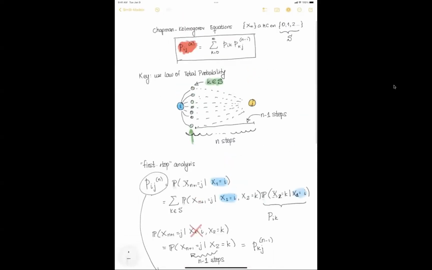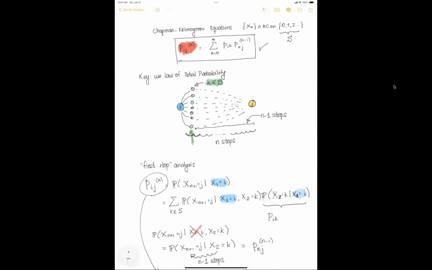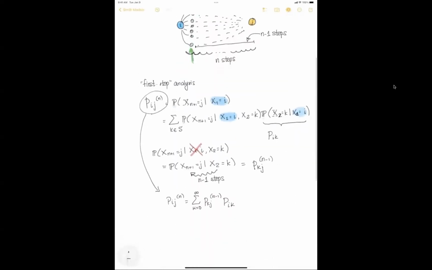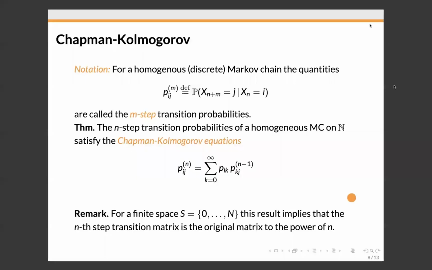And this is, of course, the same that we wanted to prove. And so that is the proof of the Chapman-Kolmogorov equations. So once we've seen the Chapman-Kolmogorov equations, what we realize is that the algebra to calculate the transition probabilities of a Markov chain corresponds to the regular matrix algebra. So we can treat the transition probabilities as a regular matrix and use regular matrix multiplication, which is very useful.